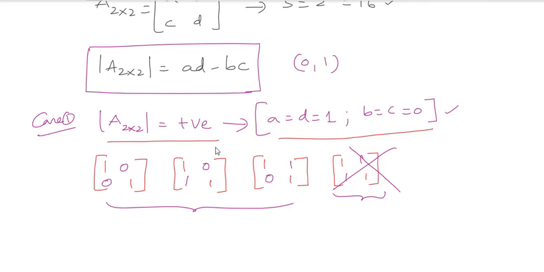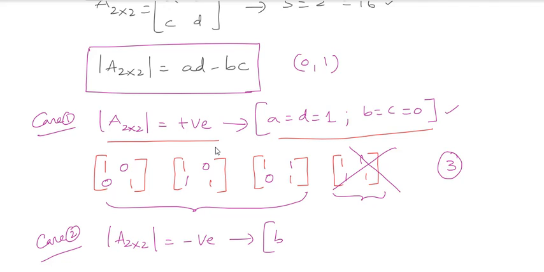Check it out. In these 3 cases the determinant is a positive value. So with respect to these, there are 3 possible cases. Then similarly case 2, if I consider the determinant of the second order matrix to be negative, the reverse case, B and C must be equivalent to 1, and A and D either 0. Am I right or not?